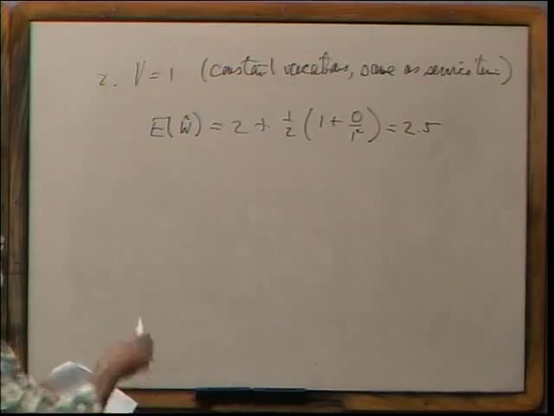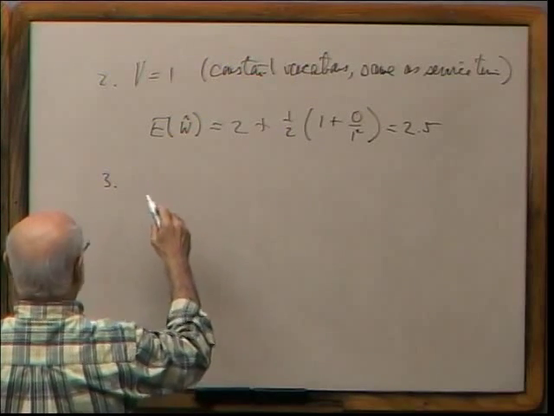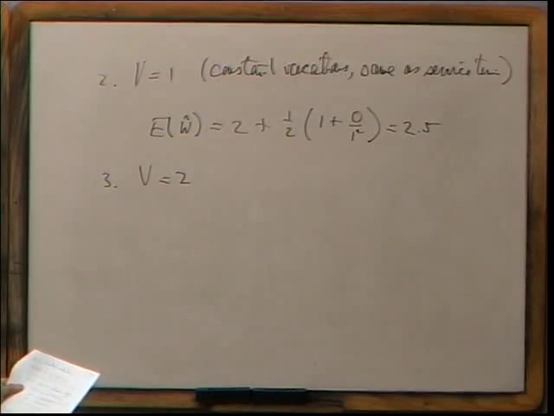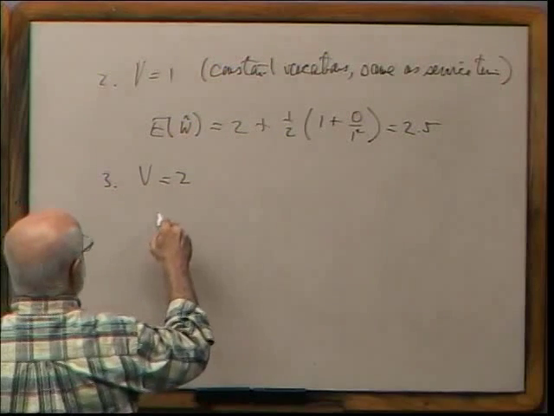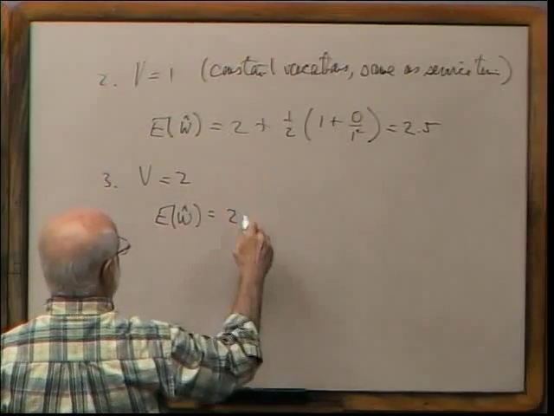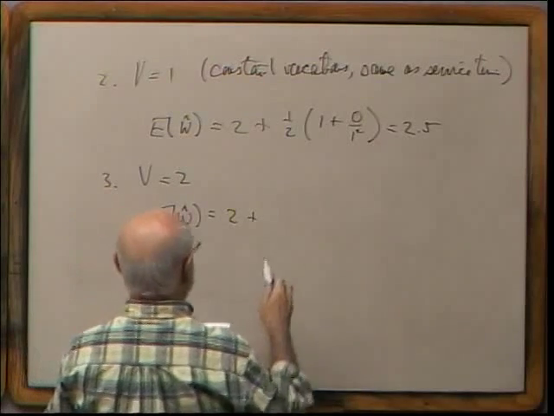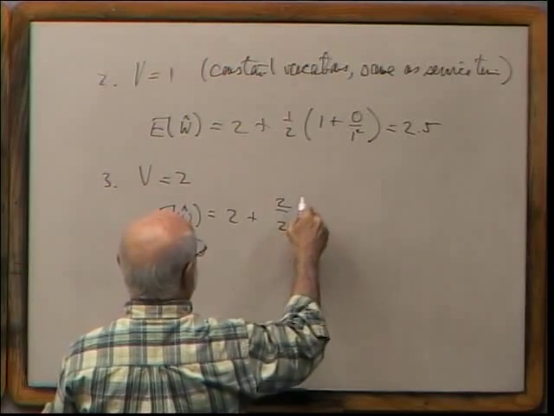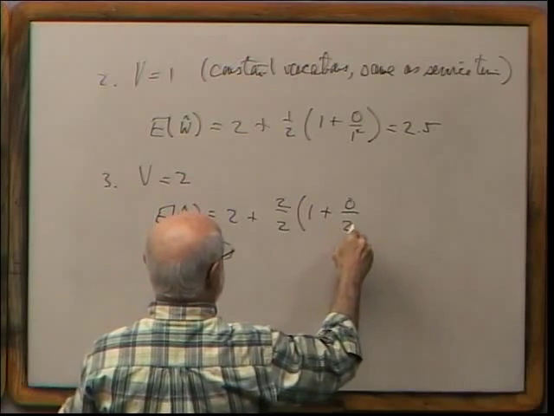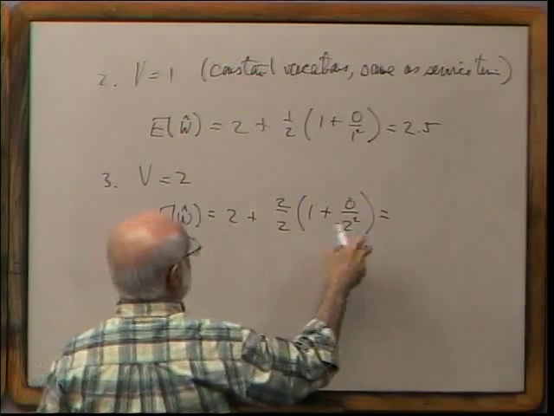Okay, so case number 3. Suppose that the vacations are all of length 2. Then the average waiting time would be the same 2, plus now it would be 2 over 2 times 1 plus 0 over 2 squared. This value turns out to be equal to 1, and the answer would be 3.